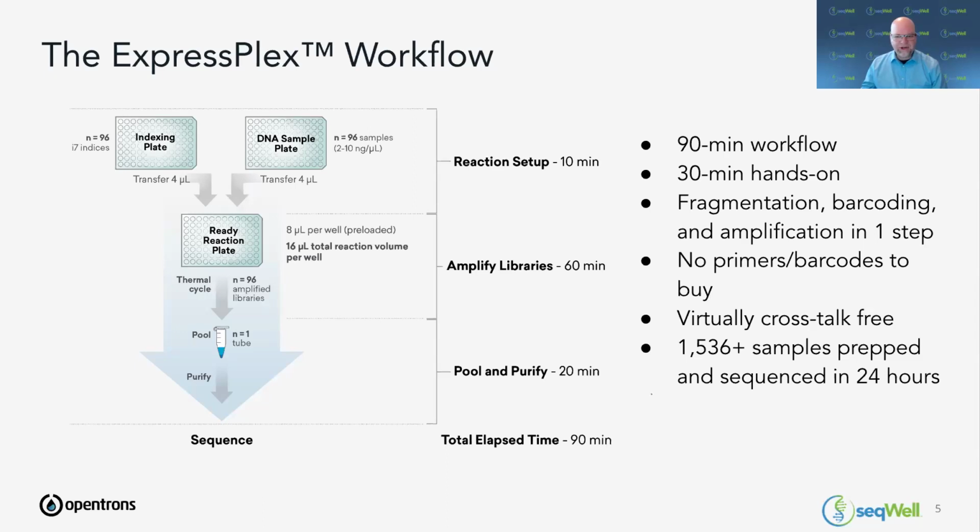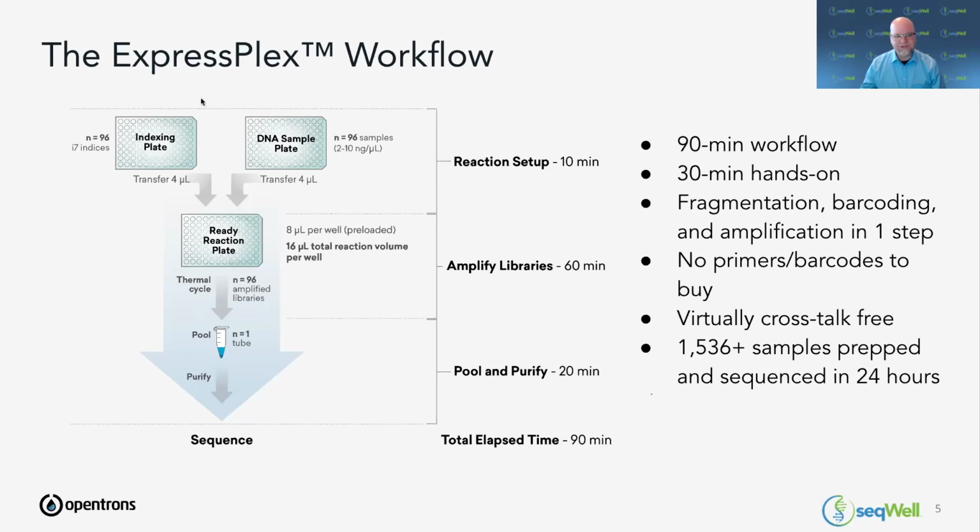And with that, you have primers, and your barcodes and everything are built into the product. You don't have to go out and buy those separately. And it allows us to actually be something where we're getting up to 1536 barcodes all ready to go, and you can do all of that, prep those libraries, and actually sequence them in about 24 hours from start to finish.